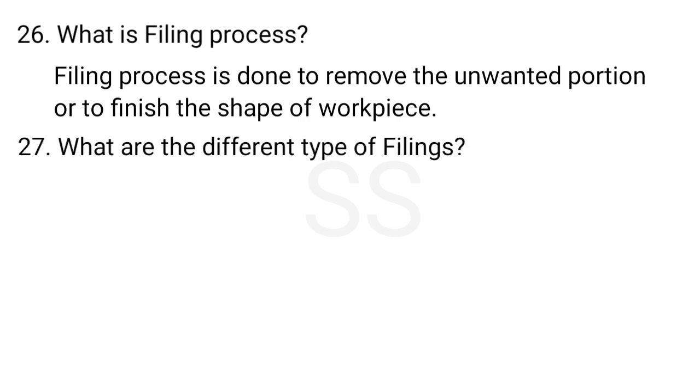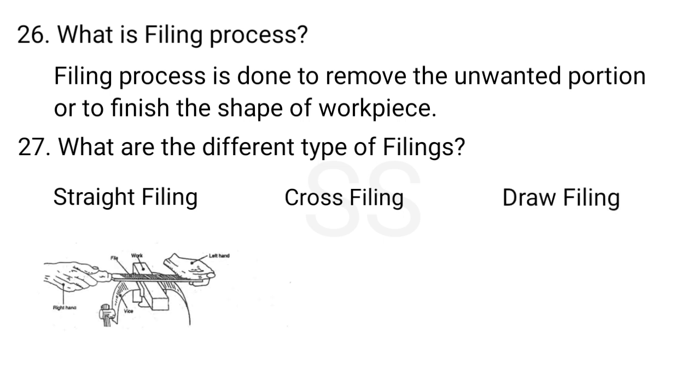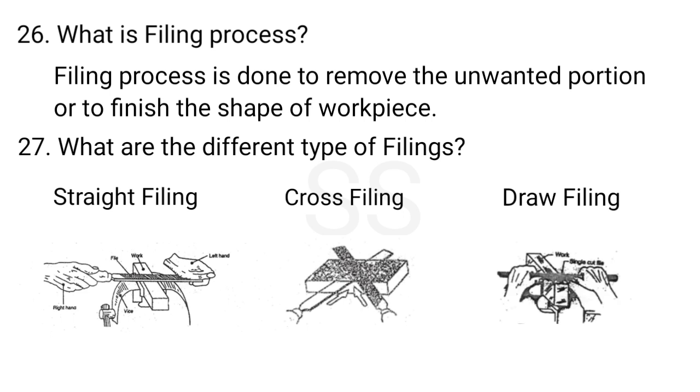What are the different types of filings? There are three different types of filings. These are straight filing, cross filing, and draw filing. If the filing is done in a straight path, then it is known as straight filing. If it is done at an angle to the workpiece, then it is known as cross filing. And if it is done in perpendicular direction to workpiece, then it is called draw filing.